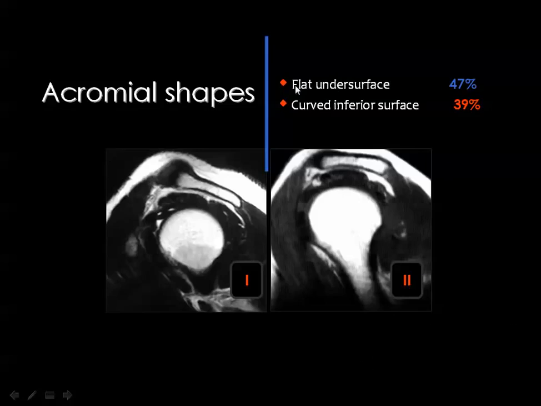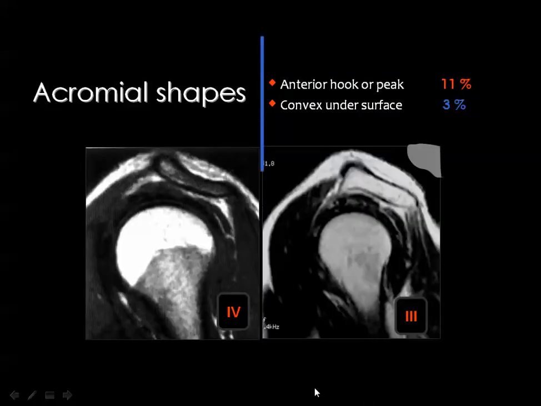The type 1 with flat undersurface, like this one, and type 2 with curved or concave undersurface. These 2 types are considered normal acromion shapes, and they represent the majority of the cases. Type 3 is an acromion with inferior hook, and this is a very dangerous acromion considering injuries of the supraspinatus tendon, starting by degeneration, ending by tear.